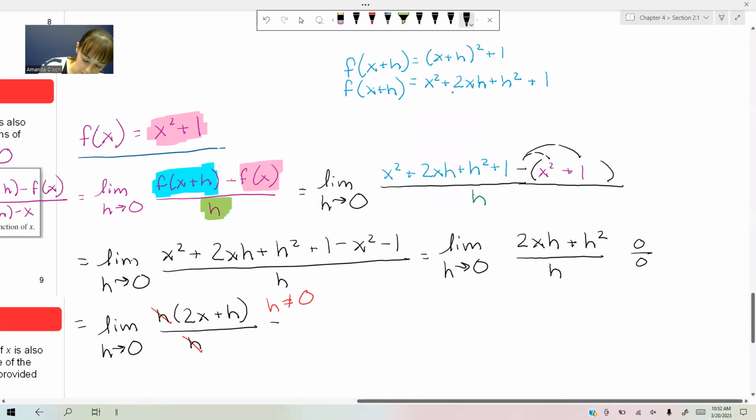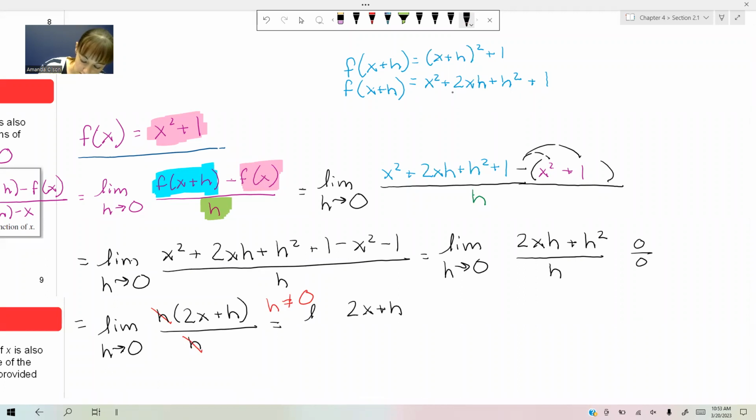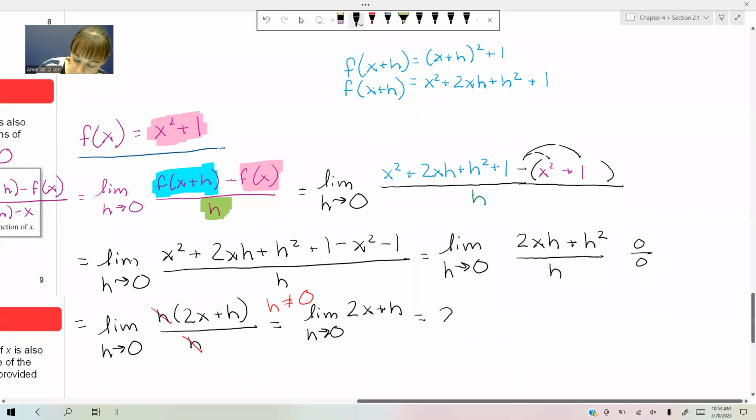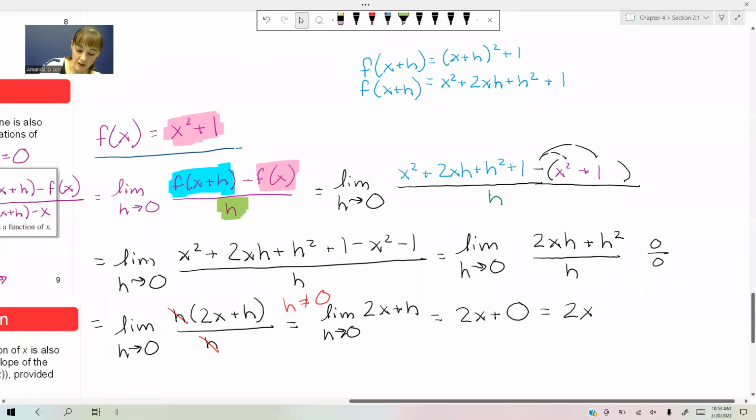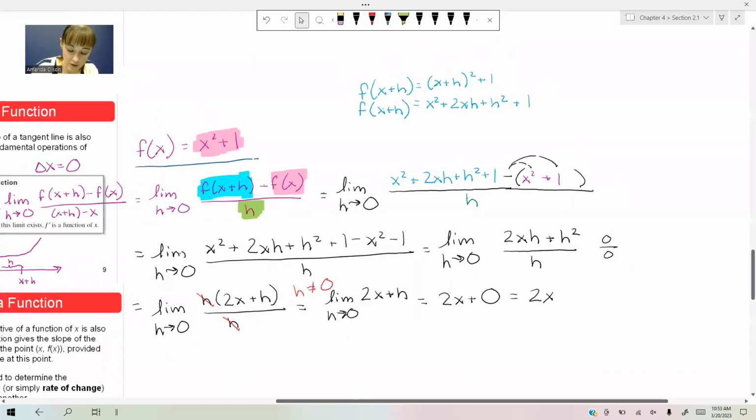So then when h doesn't equal 0, this initial function is going to agree with the function 2x plus h. And so we have two functions that agree at all but one point, the point where h equals 0. And so we know then that their limits are going to be equal. That's a theorem that we've previously established. Now, the nice thing about this new function is that direct substitution is possible for it. So 2x, and then I can substitute 0 in, and I get 2x. And the derivative is defined to be a function, so this is reasonable.